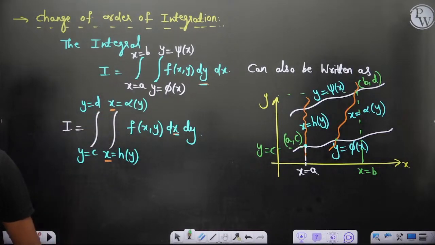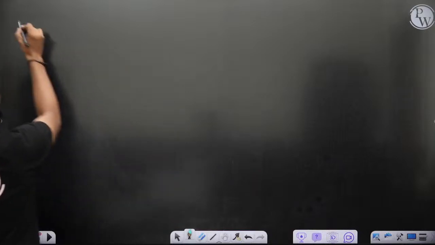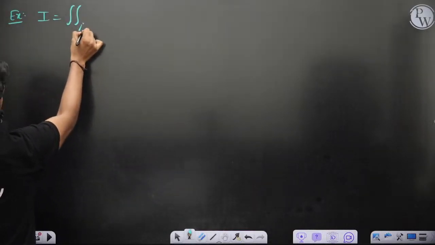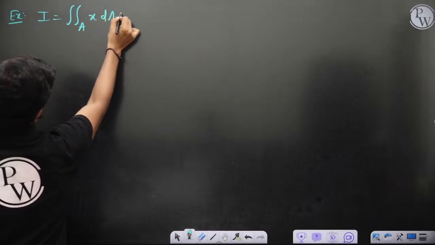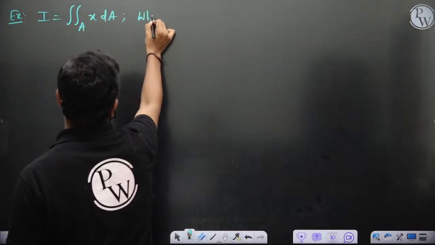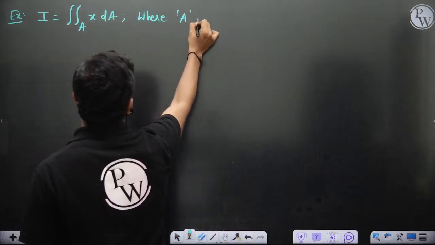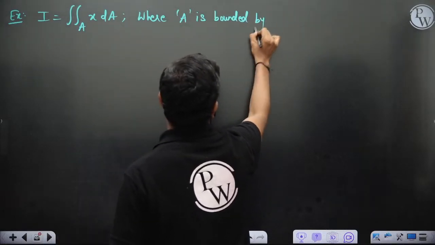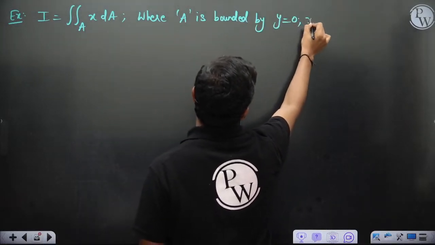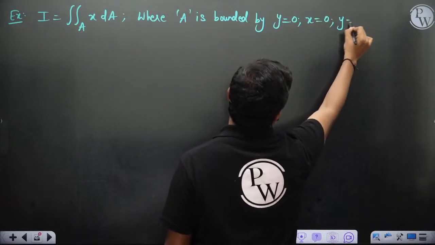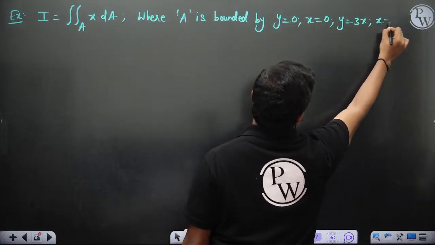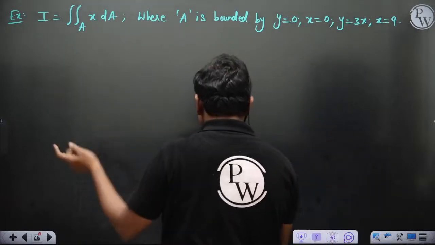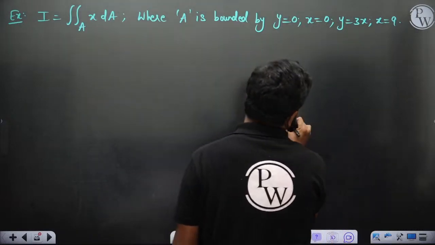Let's consider the same example. I is equal to integral over A of x dA, where A is bounded by, I'm directly writing the curves, x-axis, y-axis, y equal to 3x, and x equal to 9. If you plot these curves, the same story as previous, we get a triangle.